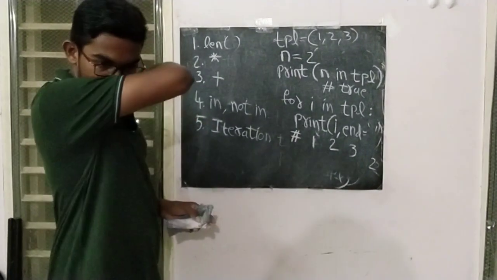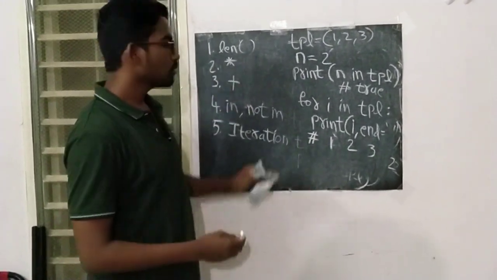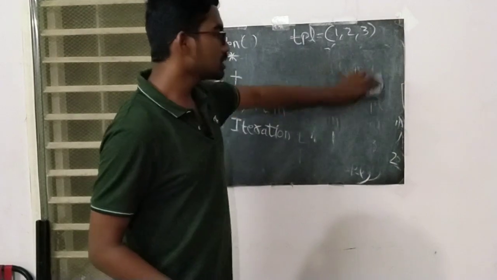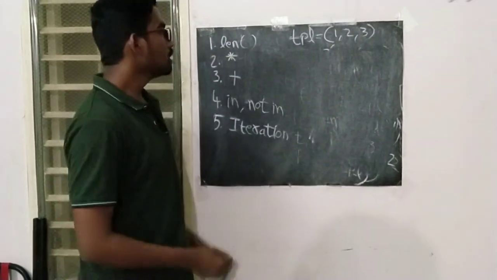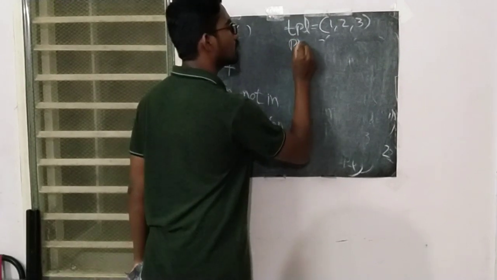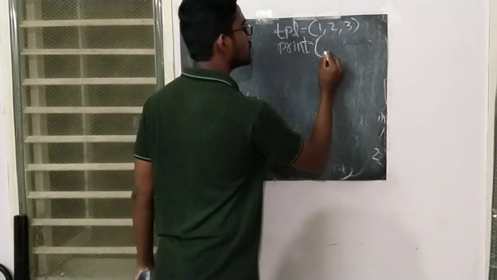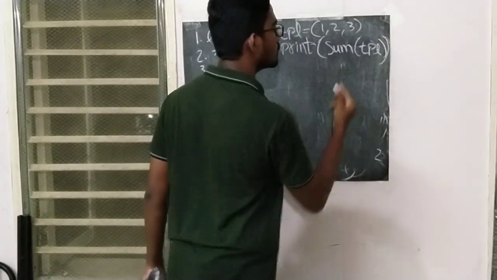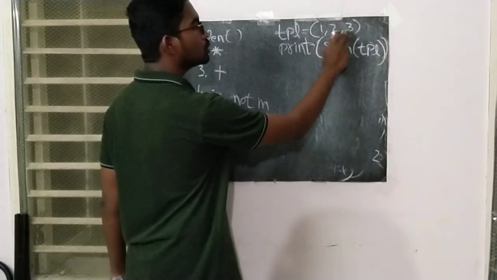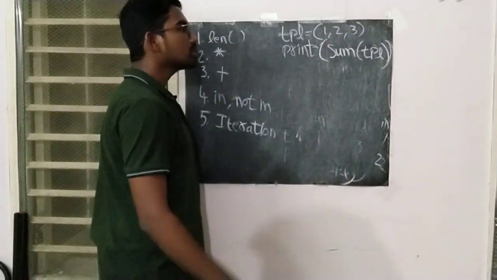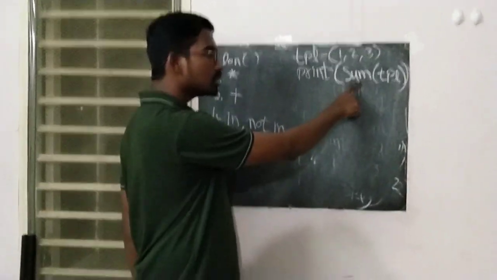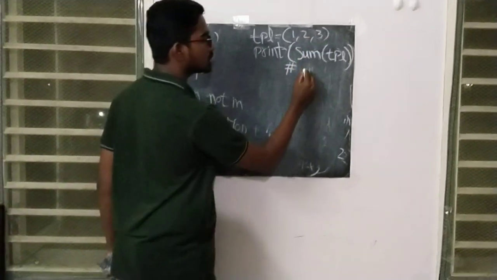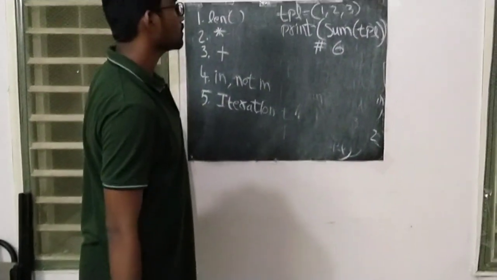These are the 5 basic operations we can perform on tuples. We can also perform some other functions like sum function, maximum function and minimum function. For example, print sum of TPL. Tuple elements 1, 2, 3 will be added and that resultant answer will be displayed with the help of this function. The output will be 1 plus 2, 3, and 3 plus 3, 6. 6 will be displayed on the screen.